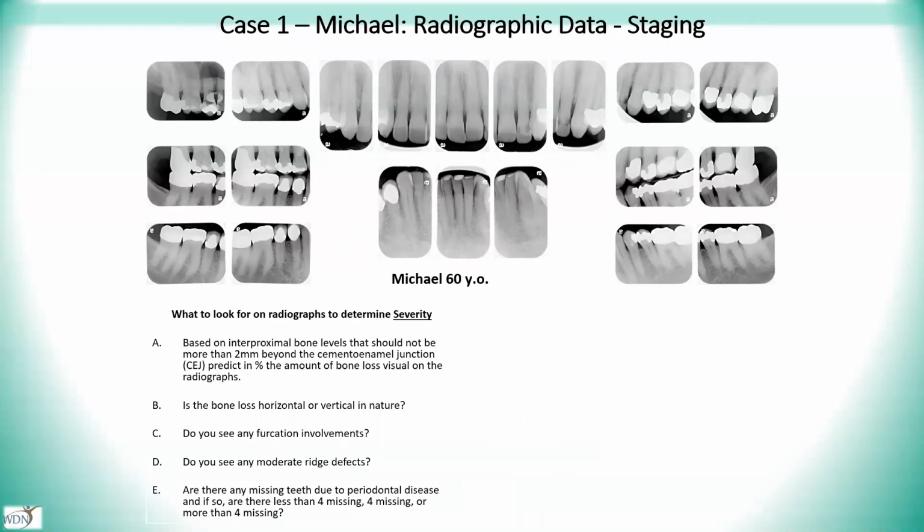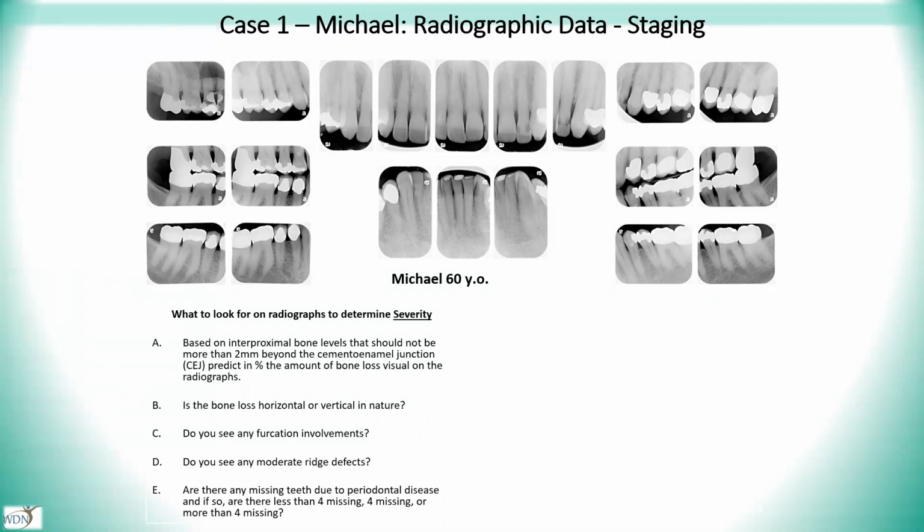And what I would like to tell you here is he's a 60-year-old. And so when we look at the radiographs, we want to look at the interproximal bone levels. We know the bone levels should be no more than 2 millimeters beyond the cemento-enamel junction. And what we're trying to do when we look at a set of x-rays is just predict if we see any bone loss or not, and just give a prediction.